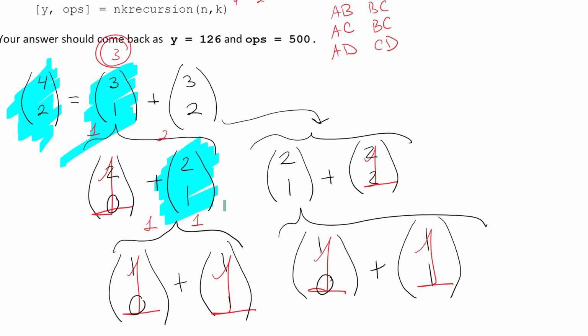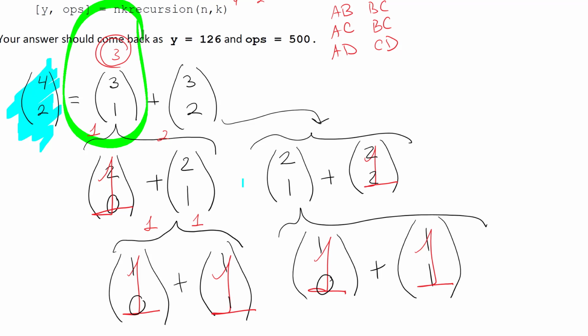Then it opens 2 choose 1, which stays open. It opens 1 choose 0. This is hard to say. It opens 1 choose 0, which closes, and then 1 choose 1, which closes, and then it closes that one, and then it finally comes up and closes that one. So I've already got the answer to the first part. The answer to the first part's 3.